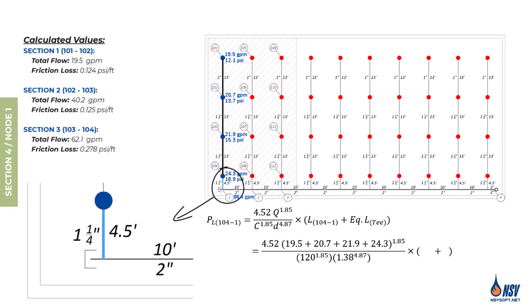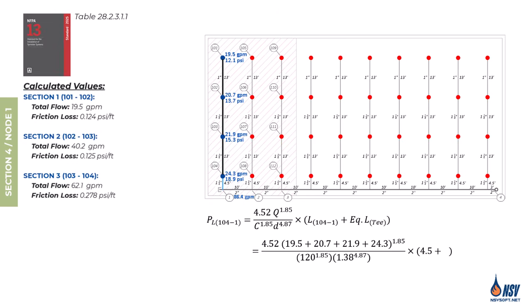The length of the pipe in this section is 4.5 feet. Since the sprinklers are spaced uniformly, the distance from sprinkler 104 to the south wall is half the sprinkler spacing, which equals 6.5 feet. Assuming the cross main is positioned 2 feet from the south wall, the resulting pipe length is 4.5 feet. According to Table 28-2311, the equivalent length of a T-fitting in 1 1/4 inch pipe size is 6 feet. This value will be added to the actual pipe length to account for minor losses in our pressure loss calculation.